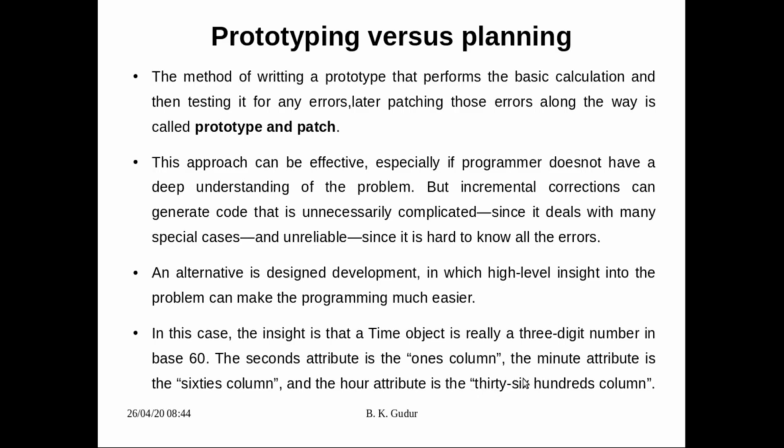So if we know that a time object is a 3-digit number, where the seconds attribute is the ones column, the minute attribute is the 60s column, and the hour attribute is the 3600 column, and if you know this in the beginning, then directly you can implement this. We wrote the program but we didn't think about this. The person who knows this well in the beginning can go for the designed development approach.